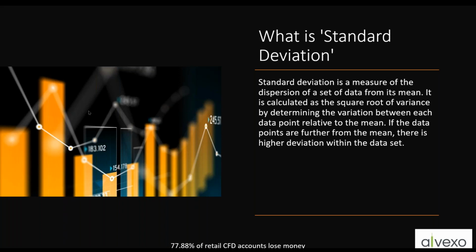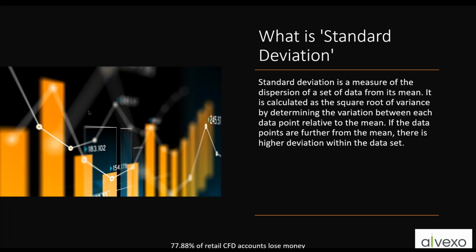Okay, we have standard deviation, which is a measure of the difference between the open, the high, the low, and the close relative to its average. It is calculated by taking the square root of the difference between the open, the high, the low, and the close relative to the moving average.